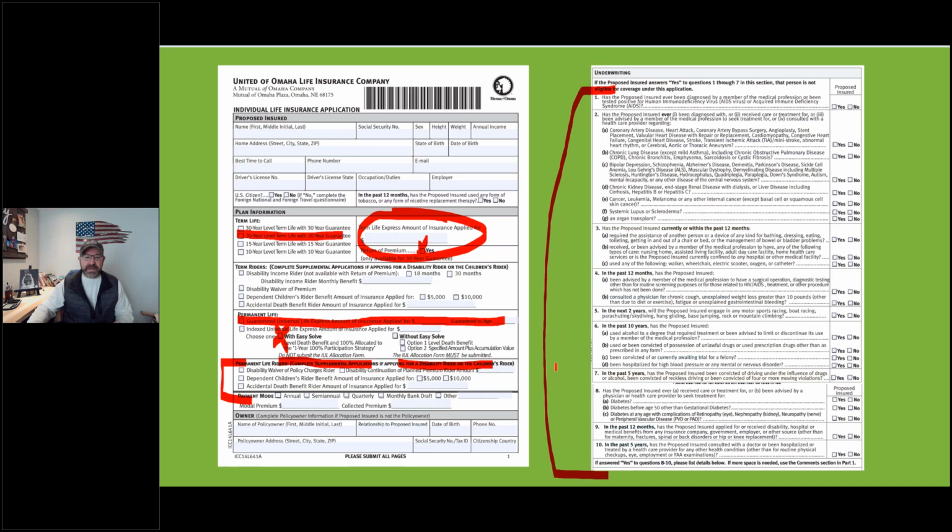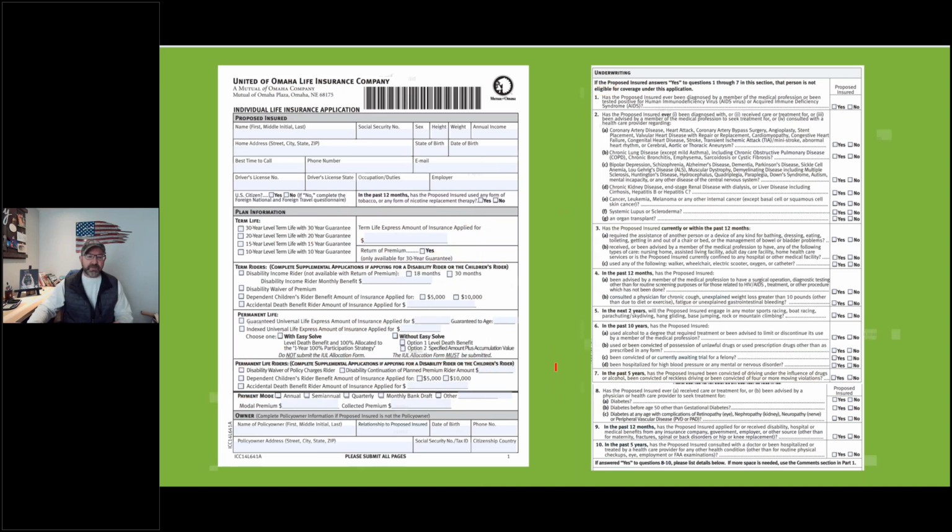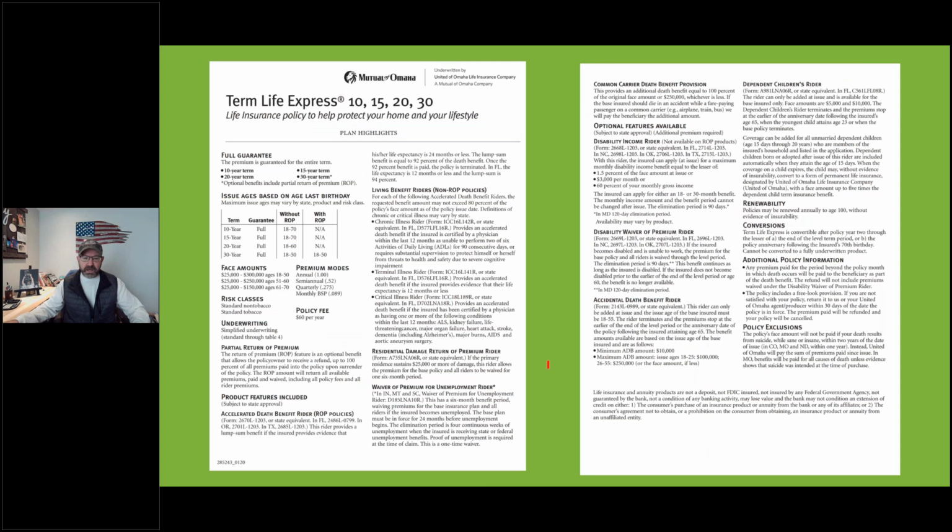All right. Now I'm going over the highlights of the products. By the way, all this information that you're getting, you can go to mutualofomaha.com/simple, and it's right at your fingertips. But this is the highlight sheet.